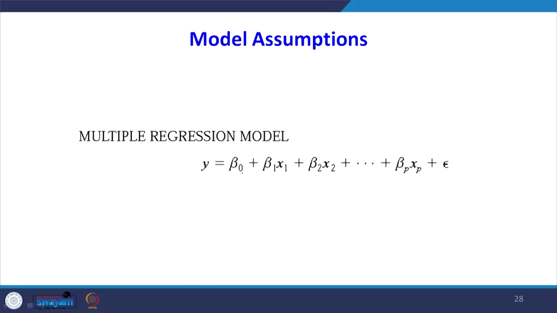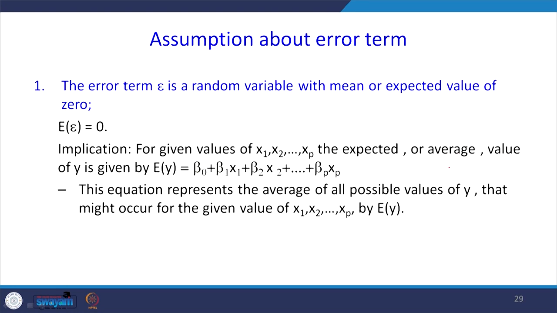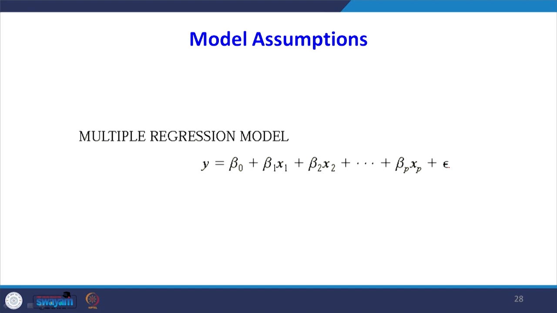Then we will go for checking model assumptions. As I told you in the beginning of the class, y equals, this is the regression model. There will be an error term. When you go for the regression equation, there won't be an error term, because when you take the expected value of y, beta 0 plus beta 1 x1 plus beta 2 x2 and so on, there won't be an error term, because the expected value of error is 0. We will go for some assumptions.